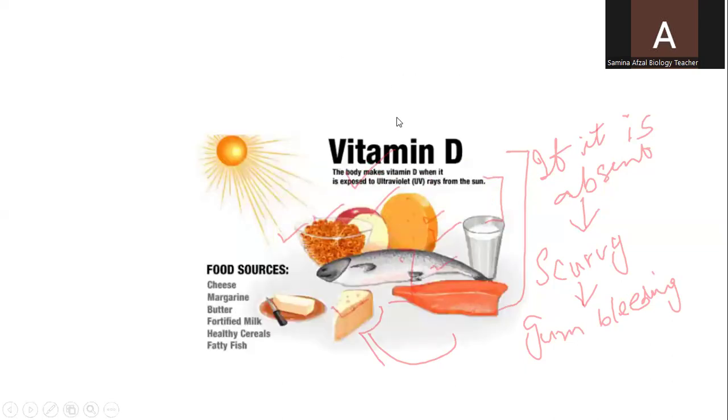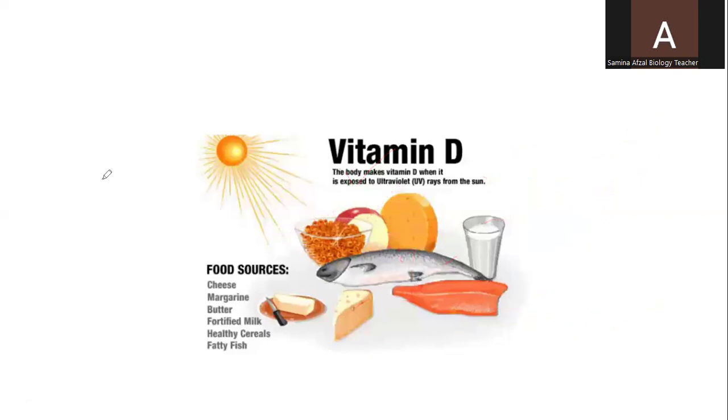The next vitamin is a very important vitamin, which is vitamin D. Our body can also make vitamin D when it is exposed to sunlight. Other sources are cheese, margarine, butter, fortified milk, fortified cereals, and fatty fish. All of them contain a proper amount of vitamin D.